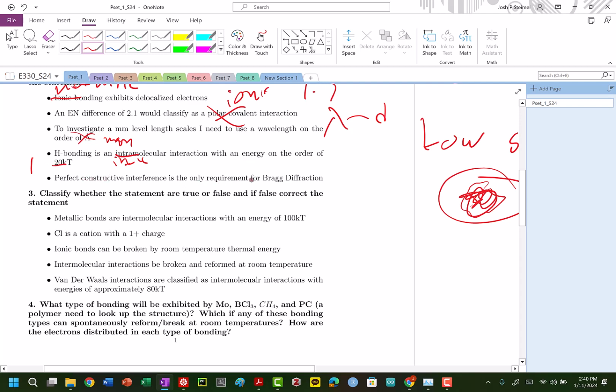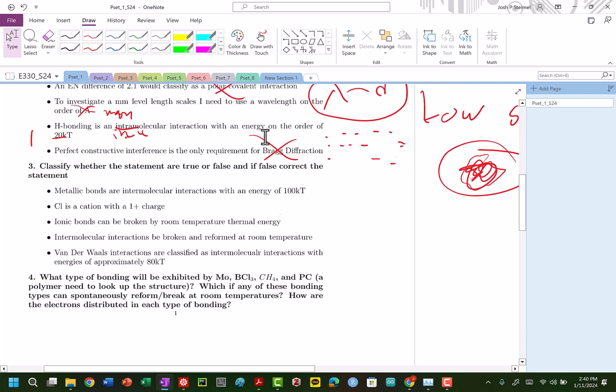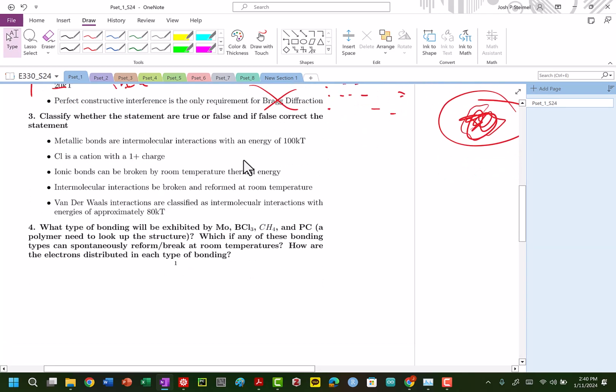Perfect constructive interference is the only requirement for Bragg diffraction. Nope, we need a regularly spaced series of obstacles, we need a wavelength on that order, and we need constructive interference. We need 3 criteria. Excellent. Metallic bonds are intramolecular interactions. Cl is an anion, it will be an anion with a 1- charge. Ionic bonds can be broken at room temperature. No, only intermolecular interactions can be broken by kT, which is thermal energy.